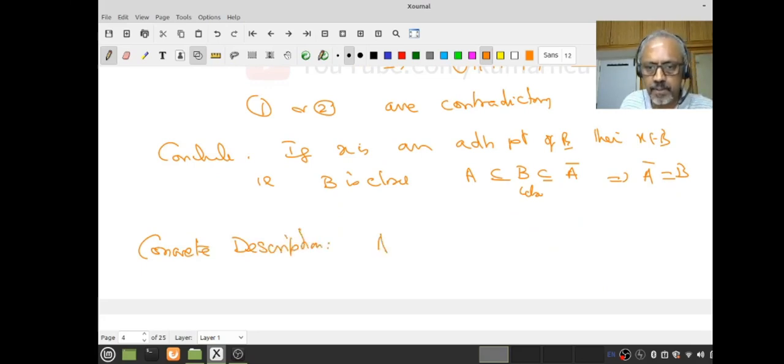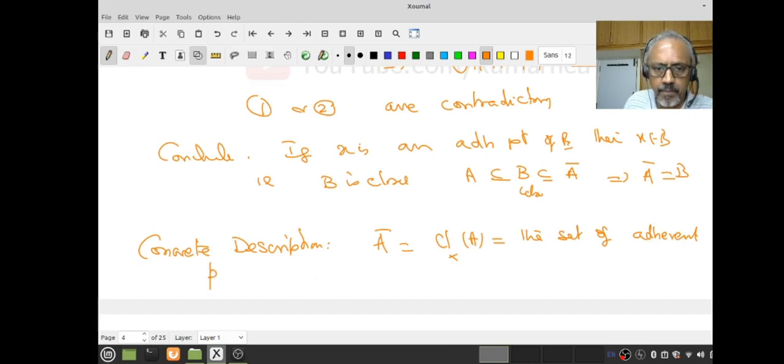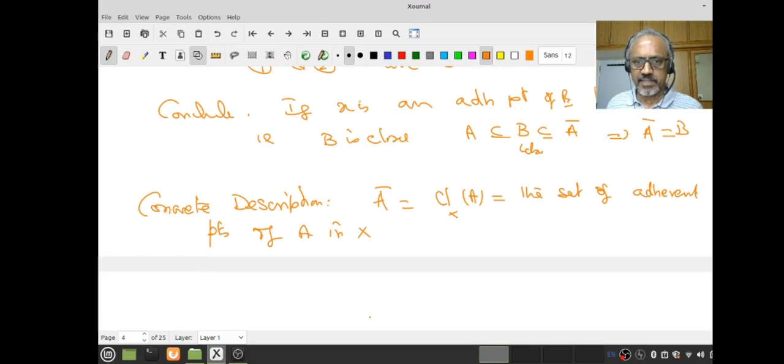Okay, A closure, that is closure of A in X, is nothing other than the set of adherent points of A in X. That's it. Very beautiful description. And as a side remark, those of you who are learning topology for the first time should ignore the remark which I am going to make.